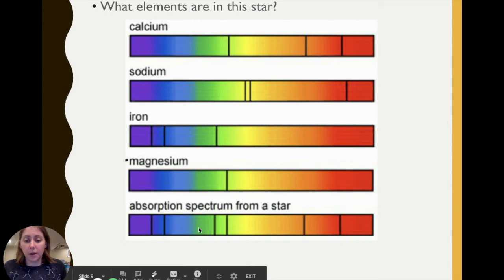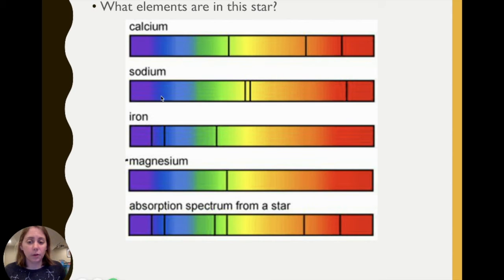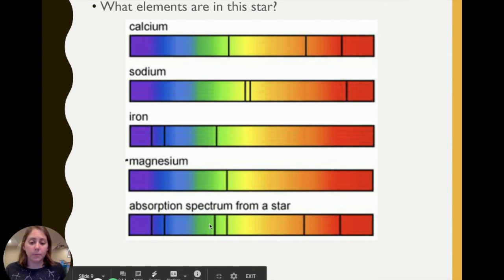This bottom spectrum is a spectrum from a star. So what elements are in the star? Let's use what we have. Okay, I see 2 lines. I see a line around purple and blue. Calcium doesn't have it. Sodium doesn't have it. Iron has it. Iron also has a line of green. Let's make sure our example has that. Let's follow that down. Yep, it's there. So we have iron.